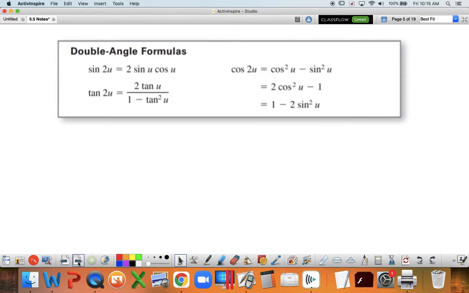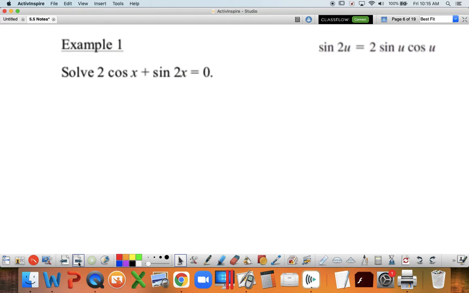Our first ones are called double angle formulas, and you'll notice we have the sine of 2u, and here is the breakout. Now the cosine of 2u has three different options that we can choose from. Knowing which option to choose is one of those things where the more you practice, the more you figure out which one to use. It's almost like you've got to look ahead and determine which one you want to use. And then we have the tangent of 2u as well. All right, let's get into our first example.